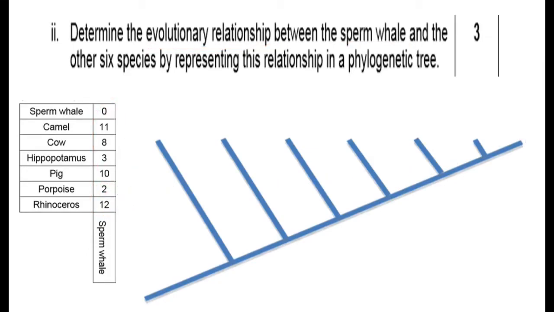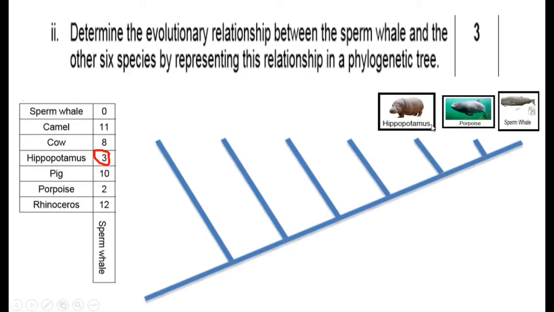Okay, let's have a look at what it would look like on our phylogenetic tree. So we will have the sperm whale here. So the closest species which is related among this list is the porpoise. Then we have to go in the column and see which is the next smallest number. So it's going to be 3. It's the hippopotamus. So we'll place the hippopotamus just next to the porpoise.